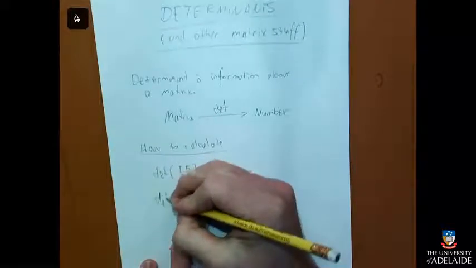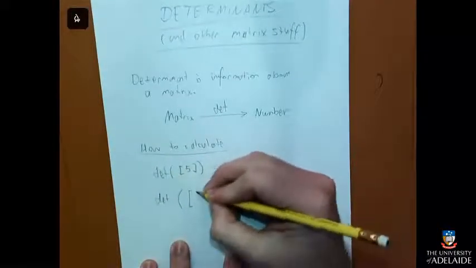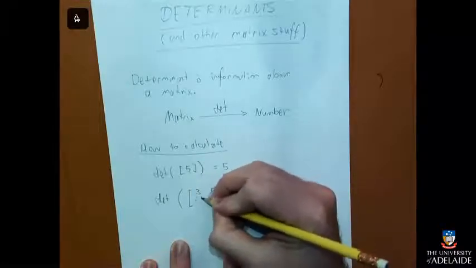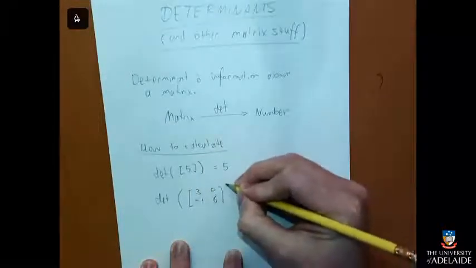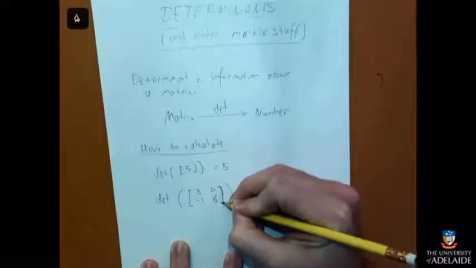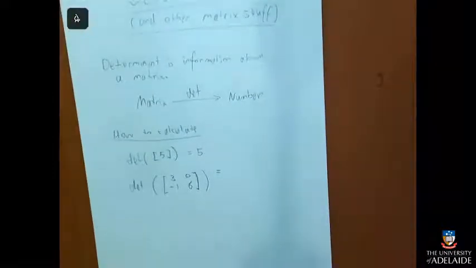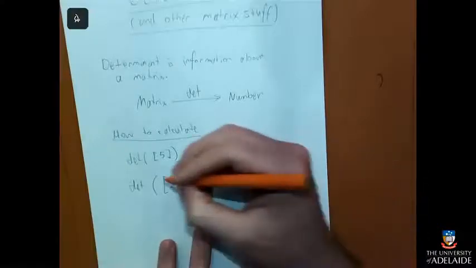The determinant of a 2 by 2 matrix is made by doing this. I'm going to colour code. I apologise if you can't tell the difference between these colours.